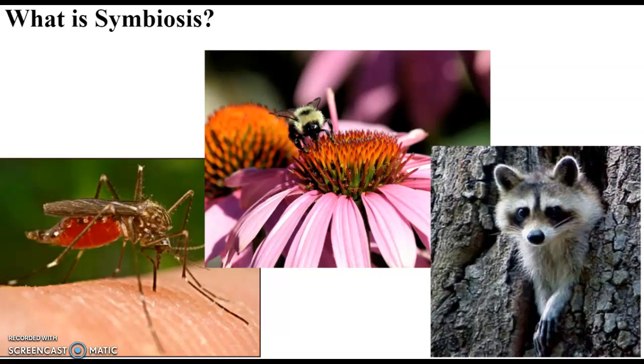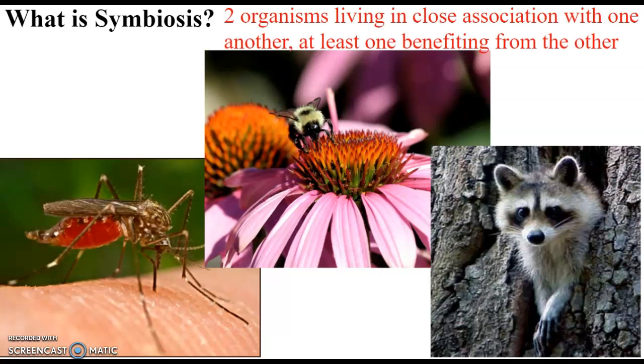What is symbiosis? Well, we went over this in class already, so I won't elaborate too much. So we had defined symbiosis on the board. And on the left, you see the mosquito on the host. That's parasitism. You see pollinator on a flower. That is mutualism. And you see raccoon in hollowed out tree. The relationship between the tree and the raccoon, one benefits, the other's unaffected. That is commensalism.